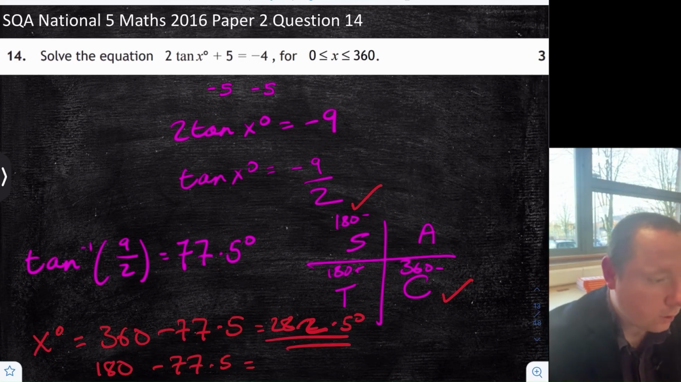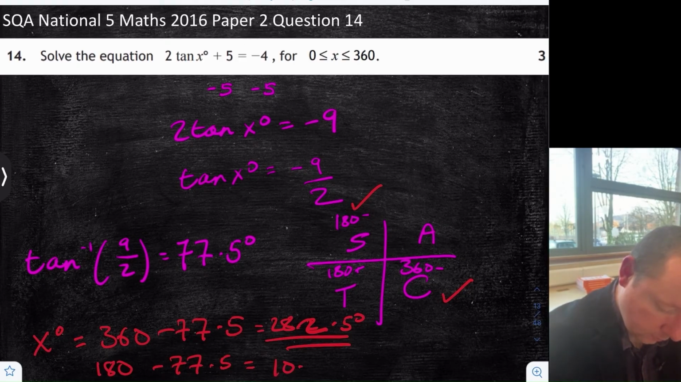And for the second one, 180 minus 77.5 is 102.5. Just double check, it's between 0 and 360.